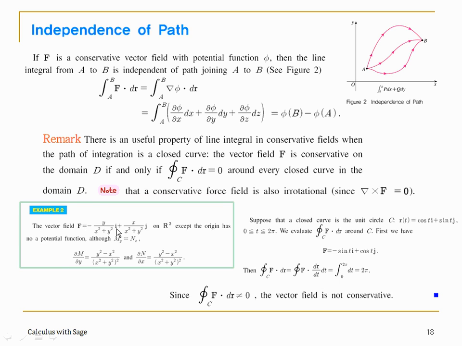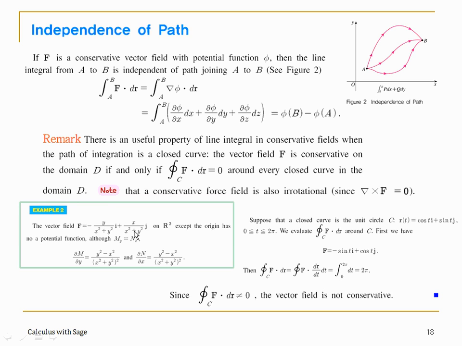Okay, the vector field F, except at the origin, has no potential function, although partial M over partial y is equal to partial N over partial x. Partial M over partial y is like this, partial N over partial x is like this. They are the same, but it is not conservative. We don't have a potential function, because the domain excluding the origin is not simply connected.